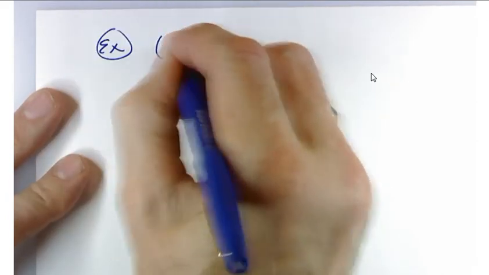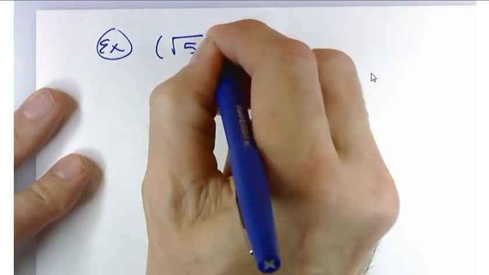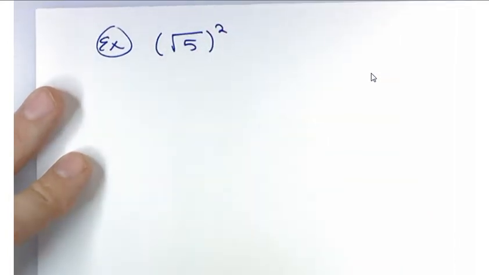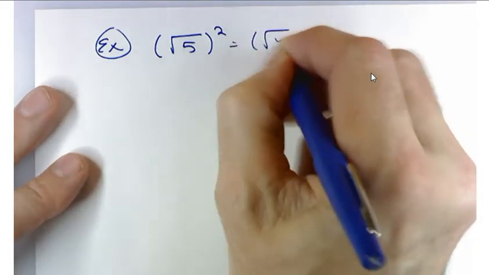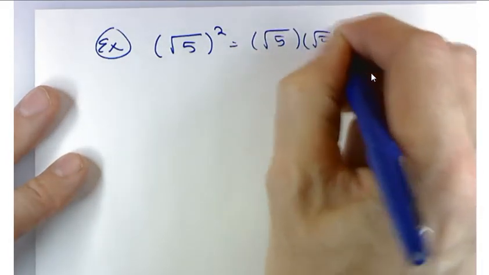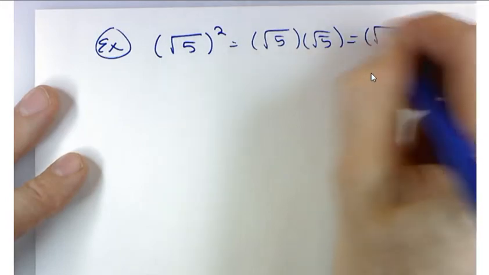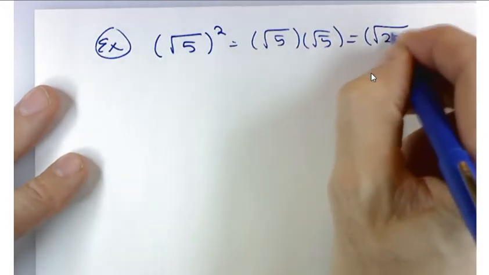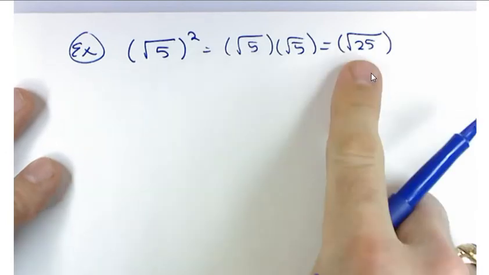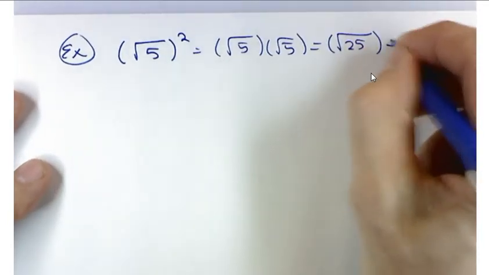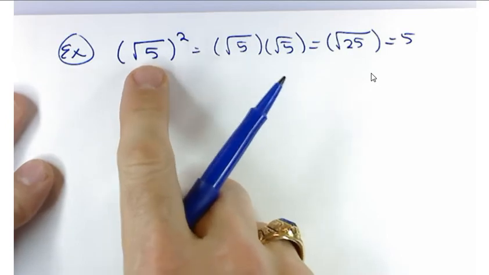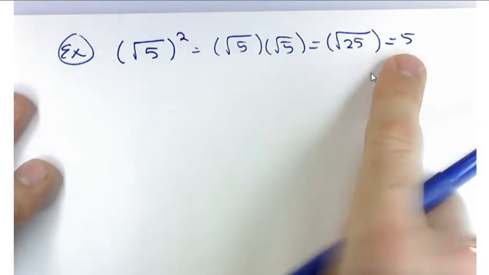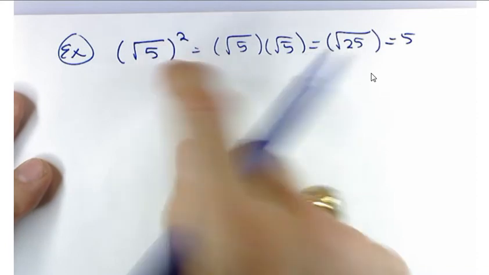Suppose I take the square root of 5 and square it. Well, that would give me the square root of 5 times the square root of 5, or I can bring things together as the square root of 25. What's the square root of 25? 5. And perhaps we could have done that right away. We'd say, all right, when we square a square root, they cancel. They're what are called inverse operations.